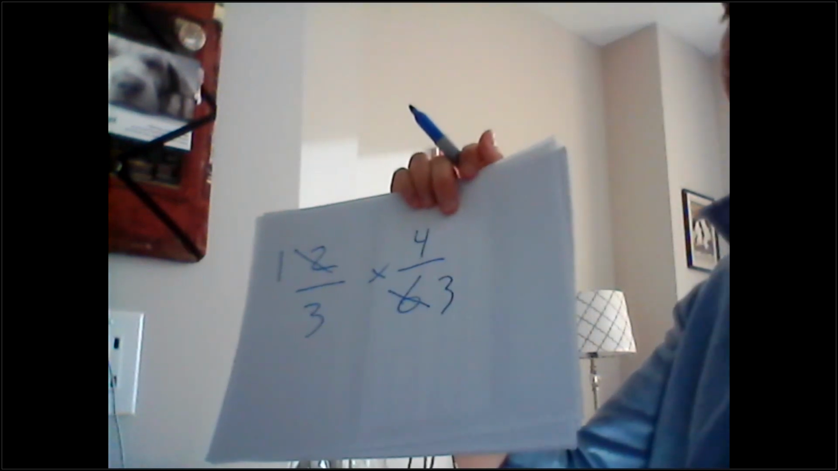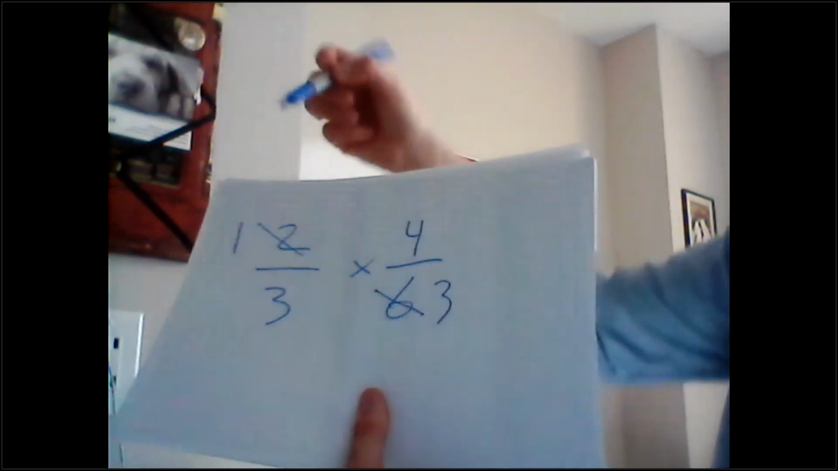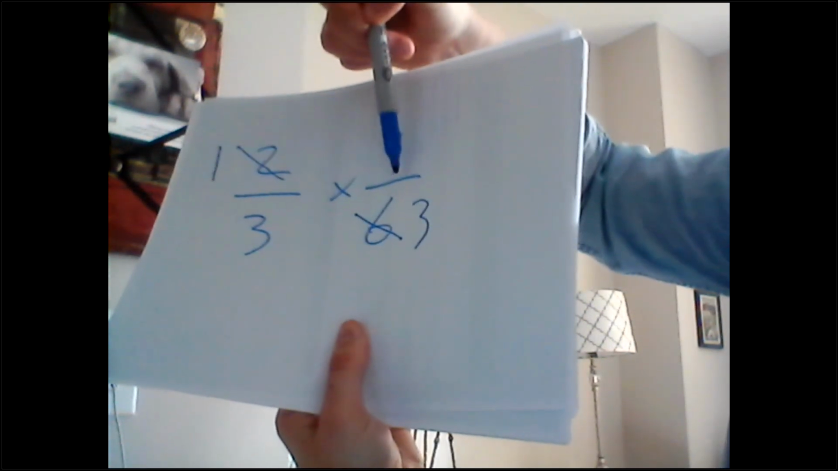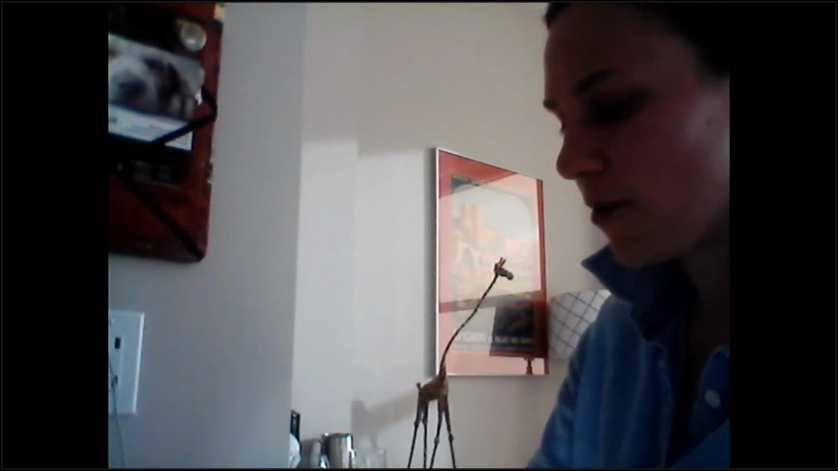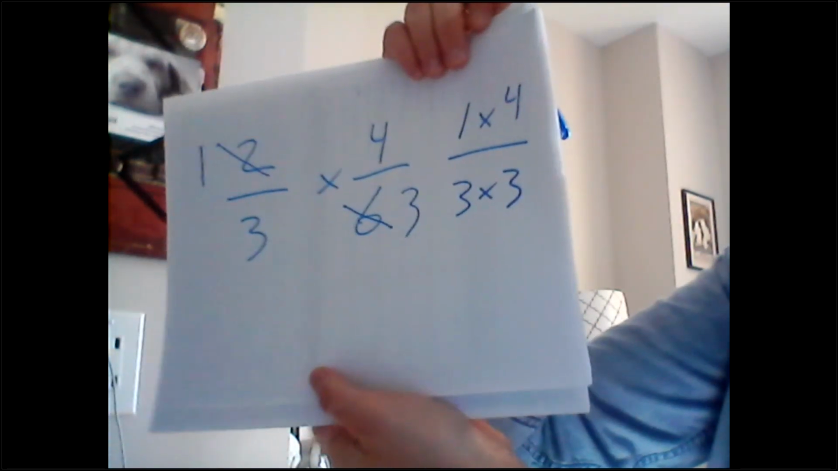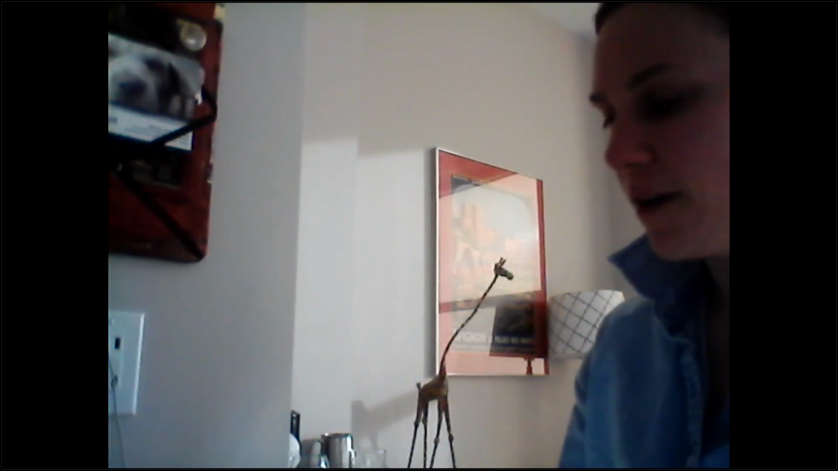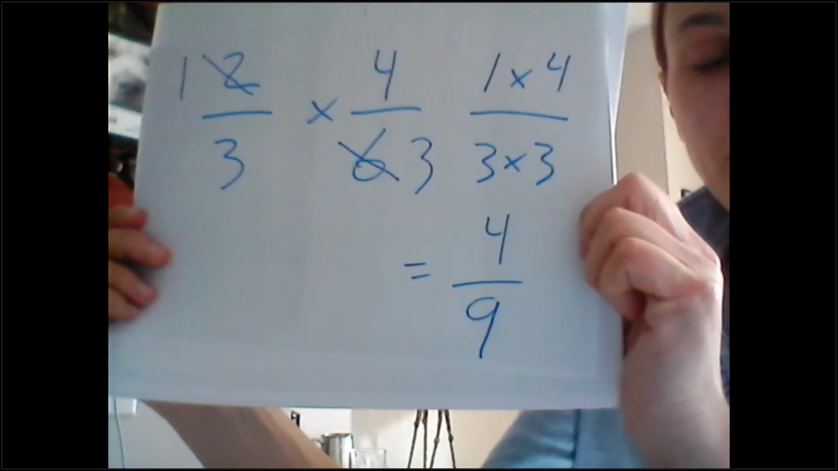So then, when I do my multiplication, I'm multiplying numerator by numerator, denominator by denominator. But I have my new numerator and my new denominator since I've simplified. So I get 1 times 4 over 3 times 3, which gets us to our final answer of 4 over 9, which is the exact same answer we got when we did the problem the other way.